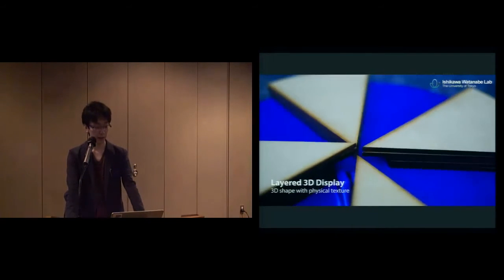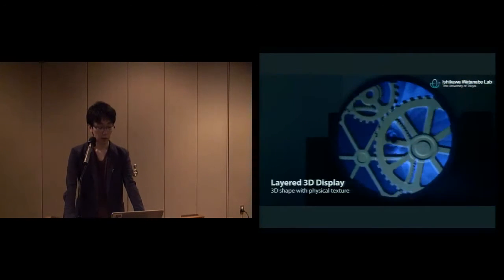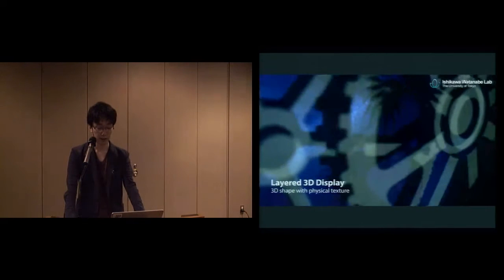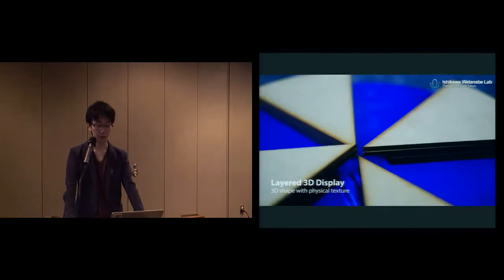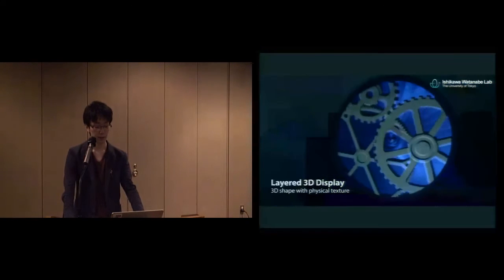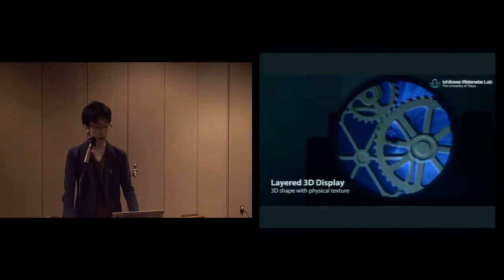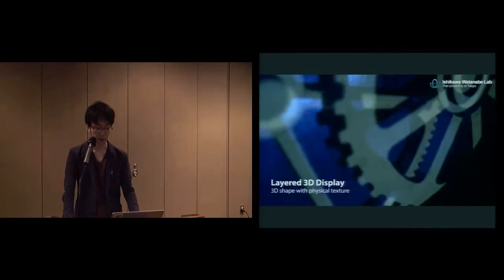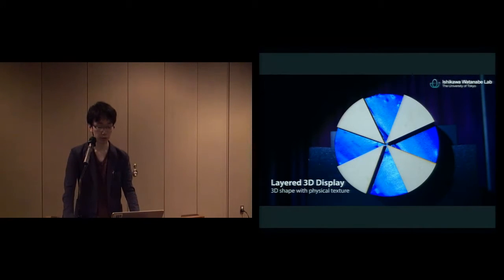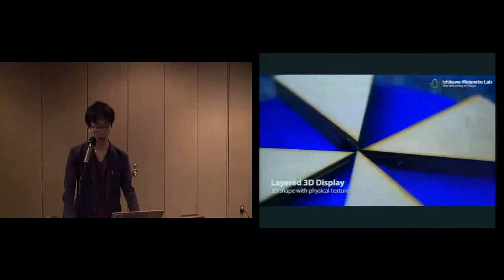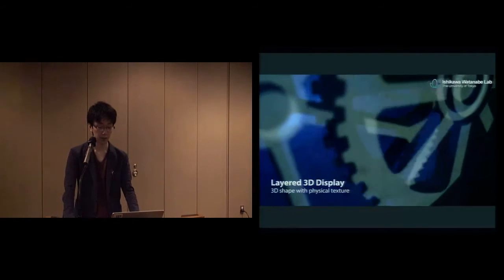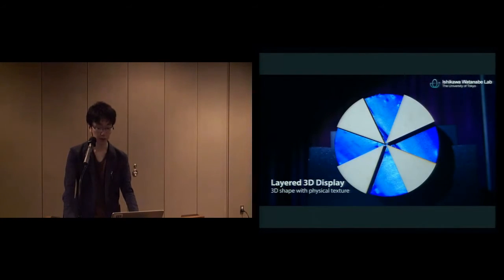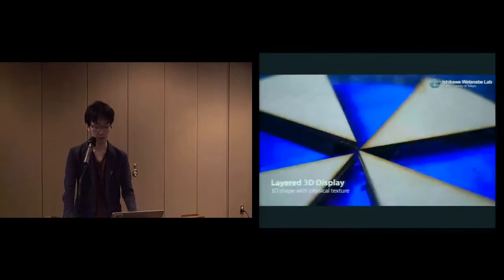This is the second type of demonstration. If you prepare various layers with different height, we can create 3D shape with physical appearance of objects. This demonstration uses wood and blue shiny fabric. We call this layered 3D display. Since motion parallax and binocular fusion are consistent to real objects, the shape and appearance are so natural for our perception.